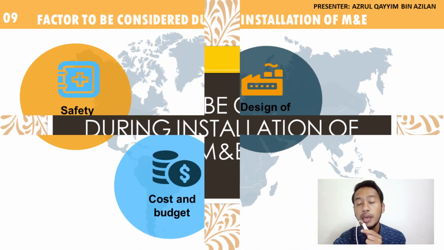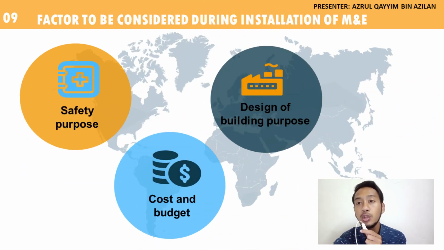For the next part, the factors to be considered during the installation of M&E. The first one is safety purpose. During the installation of M&E, it is compulsory that all workers wear proper personal protection equipment, which is PPE. Supervision at the site is important to make sure all the workers follow the regulations in order to prevent any accidents and any unwanted events.